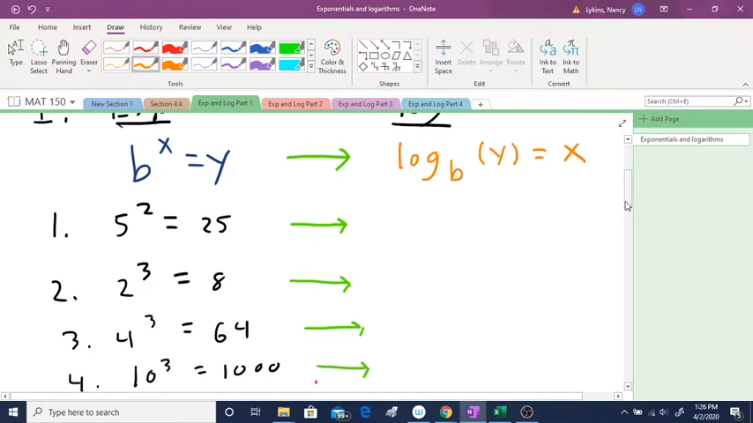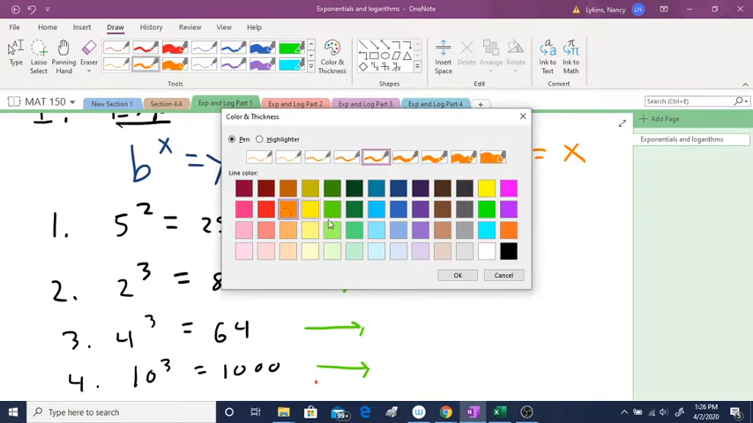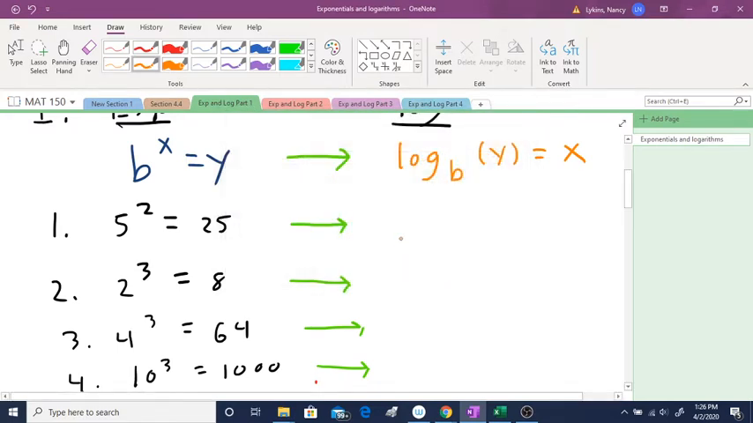So on my next 4 examples, I want you all to go from exponential form to logarithm form. But first, all 4 of these have to be true. 5 squared equals 25. 2 to the third is 8. 4 to the third is 64. And 10 to the third is 1,000. Those have to be true statements before we put it in logarithm form.